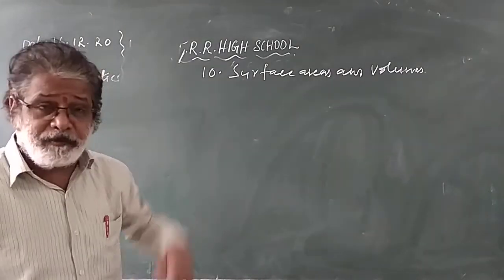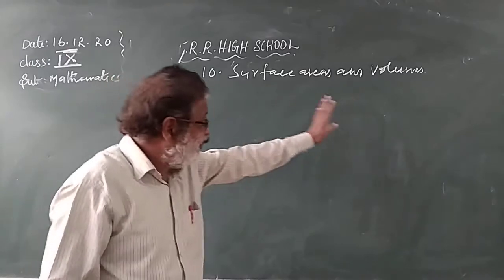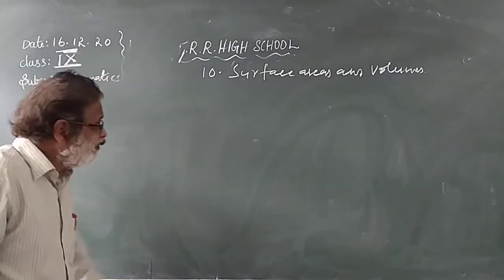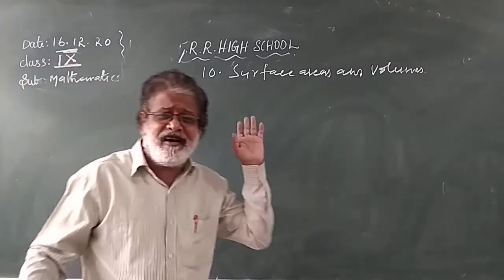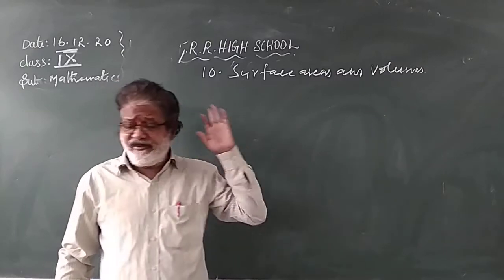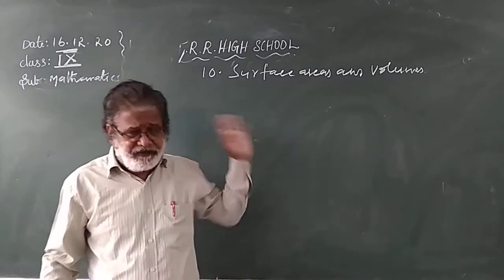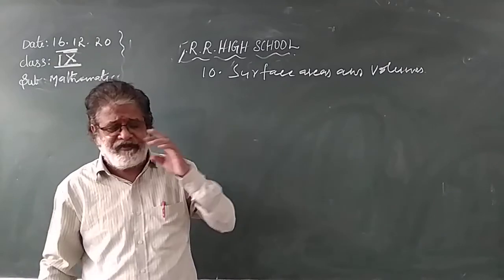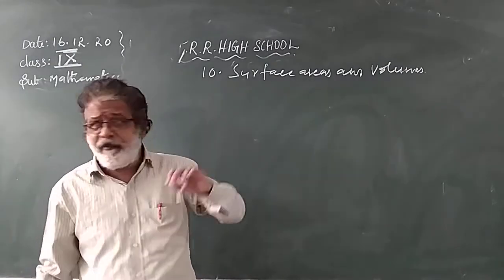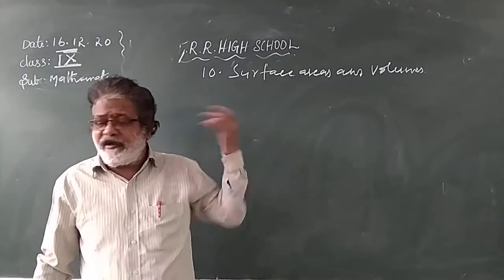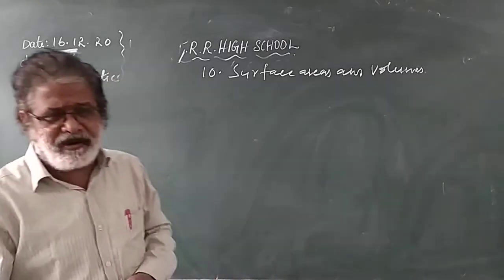So I start the new chapter, that is the 10th chapter, surface areas and volumes. So what are surface areas and volumes? Entirely it is a different topic. This chapter is a separate branch in mathematics. What do you call that branch? That is called mensuration.